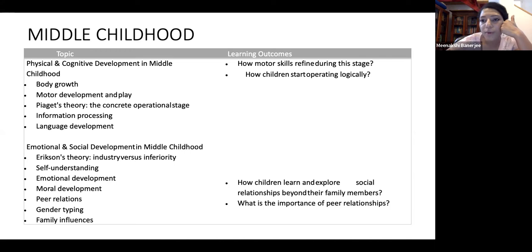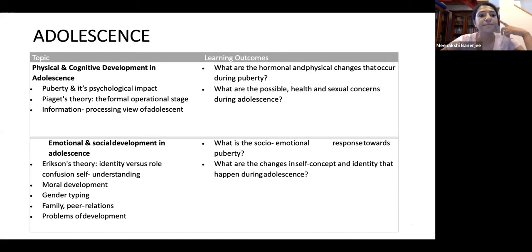We also talk about gender typing and how children are now also really getting into their respective genders, as we say. And we also understand now that gender is on a spectrum, so we talk a little bit about that as well.